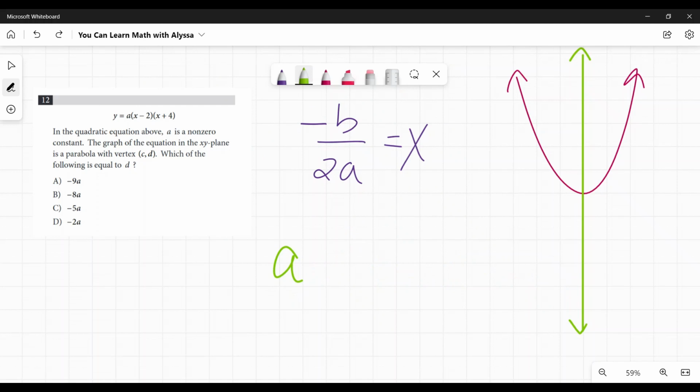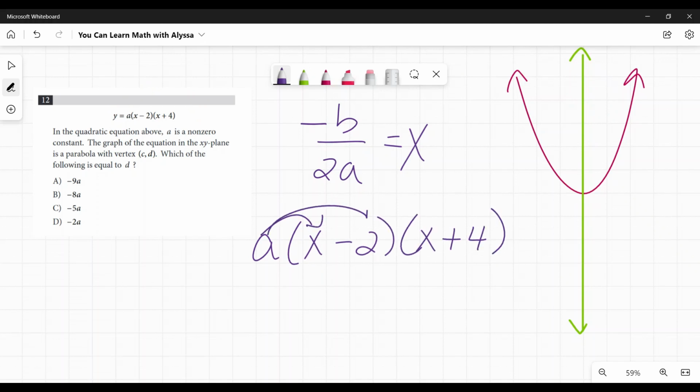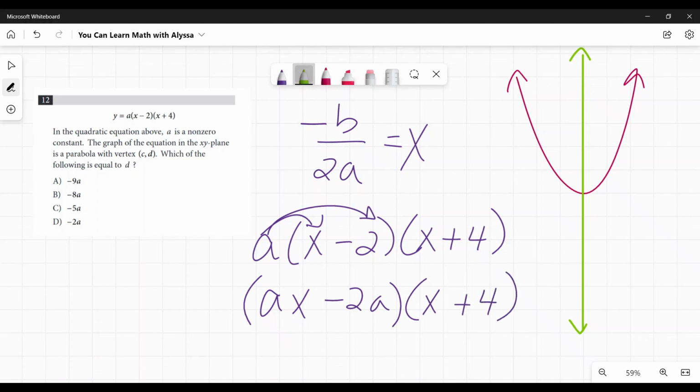So what you're going to do is multiply all this. To multiply ax minus 2, x plus 4, I'm going to multiply a times both of these, and I get ax minus 2a, then times x plus 4. Then we're going to use FOIL, which is your first, outside, inside, last, and multiply each of these one by one.